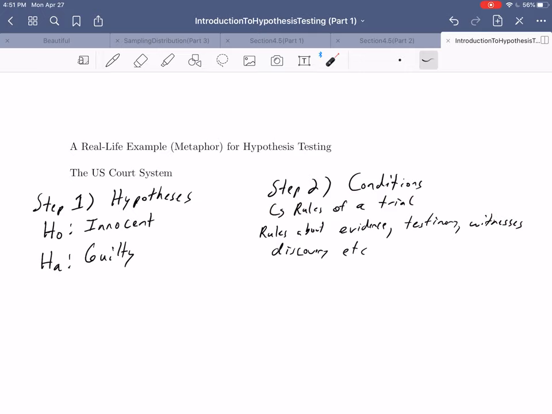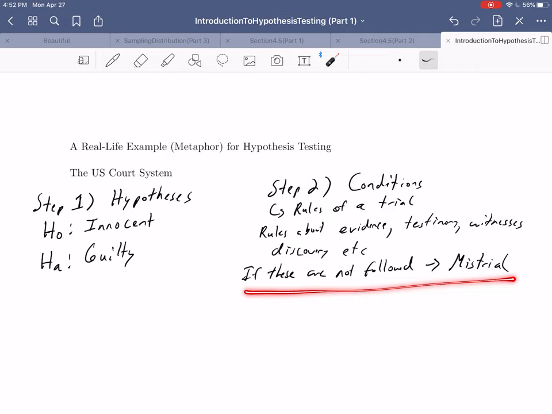So what happens if those rules aren't followed? Well, it becomes a mistrial. A mistrial doesn't mean that the person's innocent, and it doesn't mean that the person's guilty. It means that you have to redo the entire trial, because what they're basically saying is if these things are not followed, then the results of the trial aren't valid because those conditions weren't met. And that's the same thing that applies in statistics. If you don't follow the rules of statistics or the rules of collecting good data, then it doesn't matter what your results are, you have to redo everything. And by redoing everything, that doesn't mean redoing your calculations. That means redoing the collection of evidence, everything all over again. So we can think about this in the concept of a mistrial.